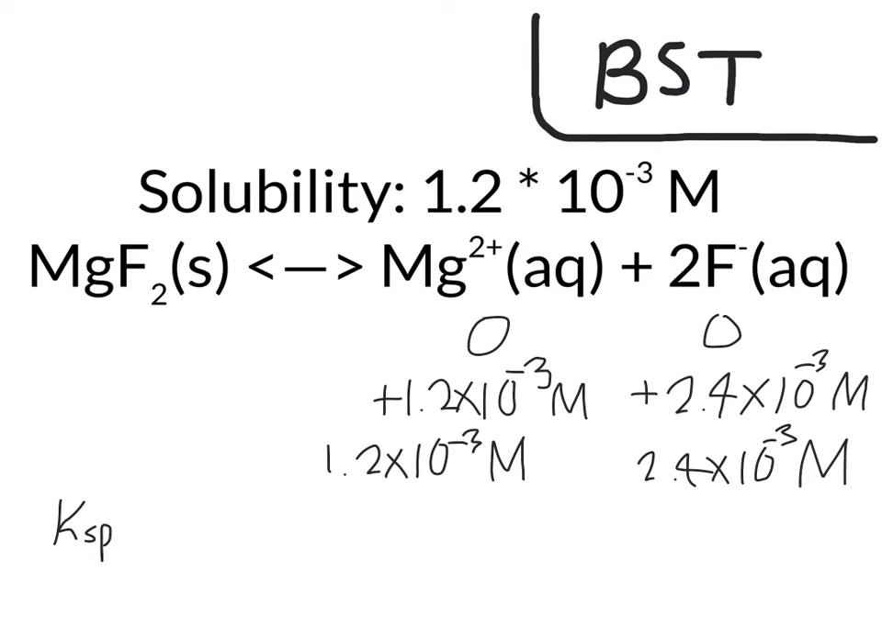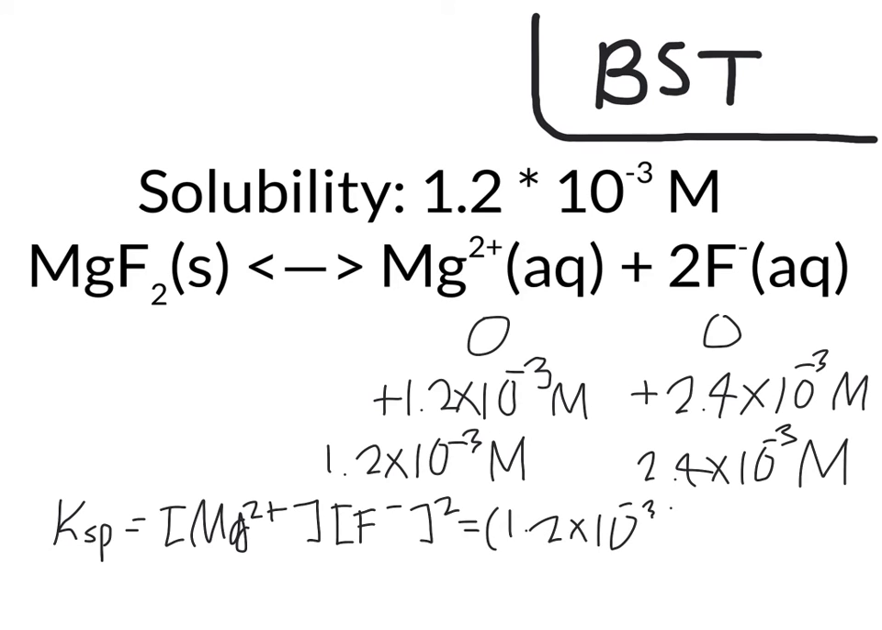So KSP in this case is just magnesium 2 plus raised to the power of 1 because its coefficient is 1. But fluoride's coefficient is 2, so we have to square that. And so all we have to do is 1.2 times 10 to the negative 3 times 2.4 times 10 to the negative 3, but we have to square that. And we will find, or at least we should find, that the KSP for magnesium fluoride is 6.4 times 10 to the negative 9th. And we are done.